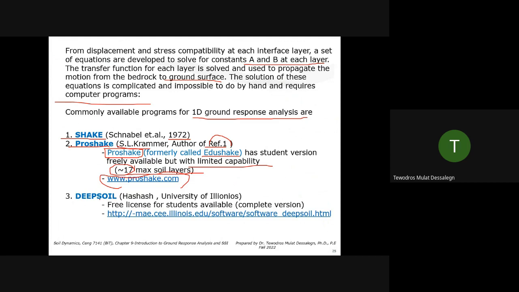Another famous software is also DeepSoil, by Hashash at the University of Illinois in Chicago. There is a free license for students available, the complete version, and this is the website. I'll give you one project on this. You can use any of them. Maybe ProShake is simpler for you, but you can also use DeepSoil if you prefer.